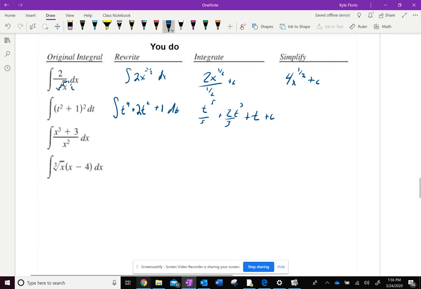You don't really need to simplify that anymore, but a lot of times, instead of writing t to the 5th over 5, I would just write 1/5 t to the 5th. And then the other one, I would just write 2/3 t to the 3rd plus t plus c. So that's fine.